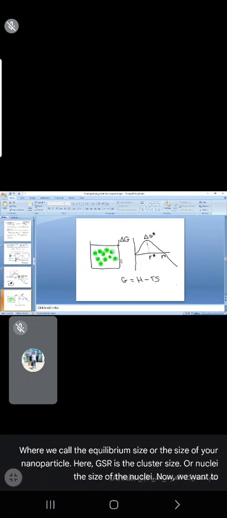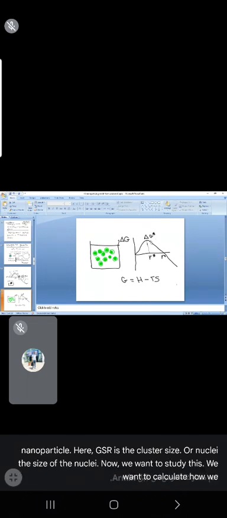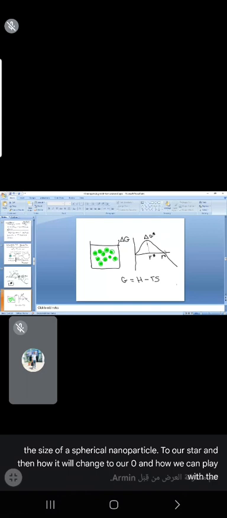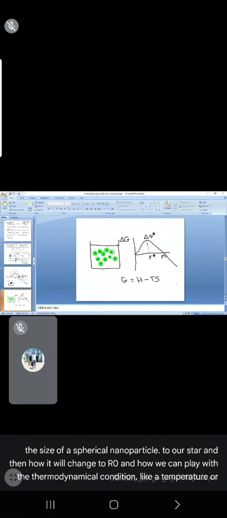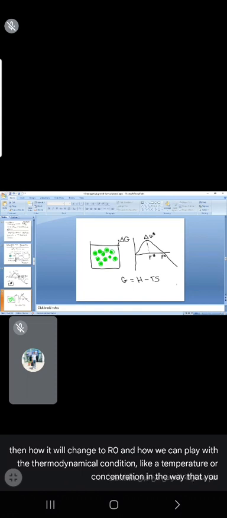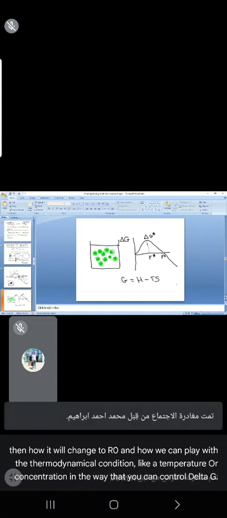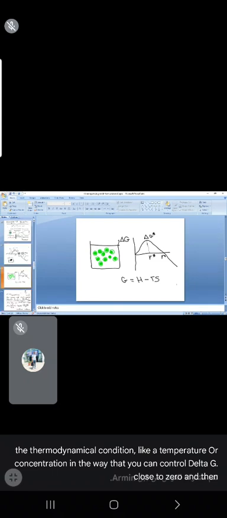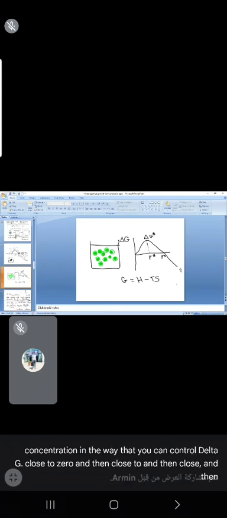Now we want to study this. We want to calculate how delta G will change by increasing the size of a spherical nanoparticle to r star, and then how it will change to r0, and how we can play with the thermodynamical conditions like temperature or concentration in the way that you can control delta G, close to zero at the beginning and then at r star.